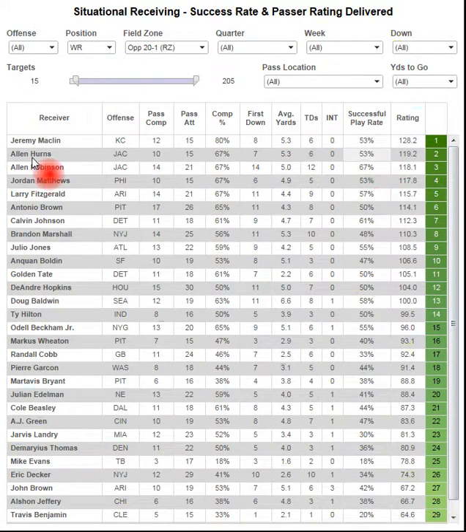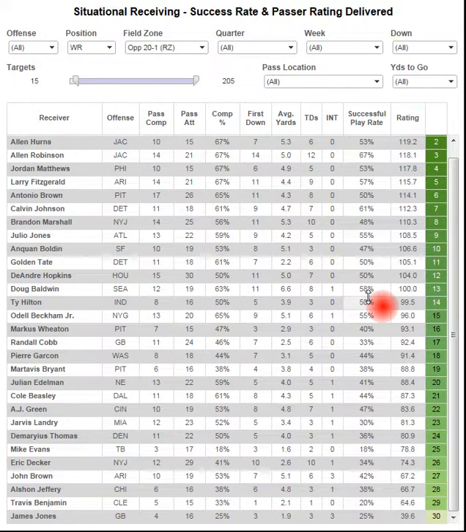Jeremy Maclin, Allen Hurns, Allen Robinson. So two guys from Jacksonville were very strong for Blake Bortles in terms of the passer rating that was delivered. And you can see guys that were targeted often that did not produce a very good passer rating, such as James Jones inside the red zone. A very poor completion percentage, very poor success rate, and a very poor passer rating.